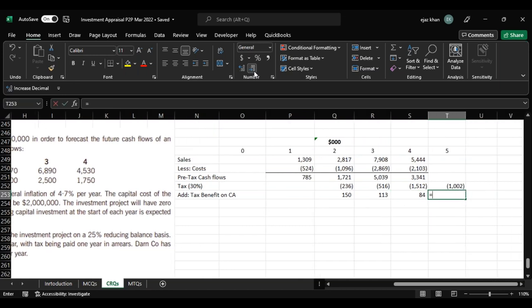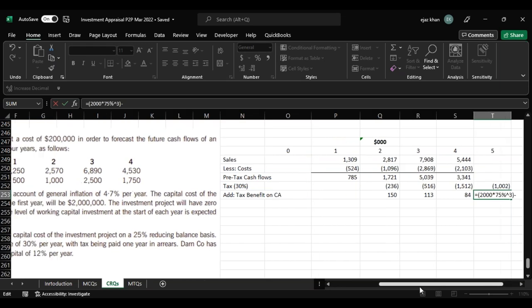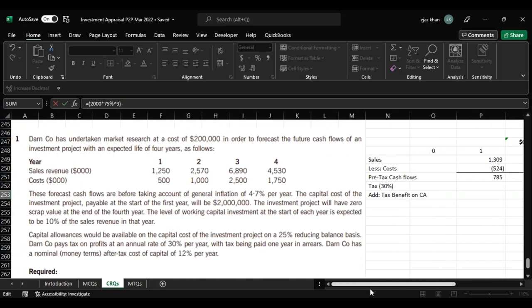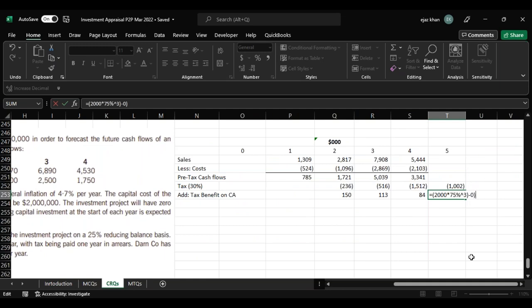And in the last year, what we are supposed to do is pick up the cost of the asset, 2 million, into 75% raised to the power 3. So if we multiply it by 75% thrice, it will give us the tax WDV after the end of the third year. And from this, we have to subtract scrap value. Do we have any scrap value? The investment project will have zero scrap value. So there is no scrap value, so I'll just write zero here.